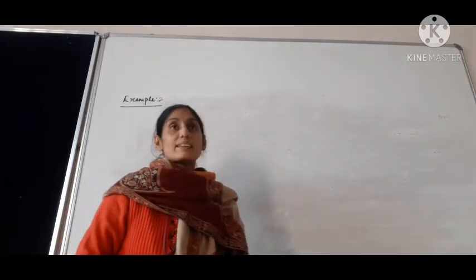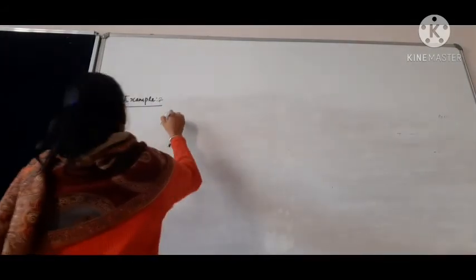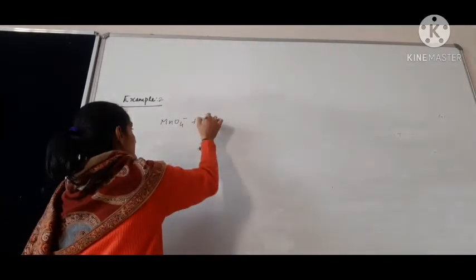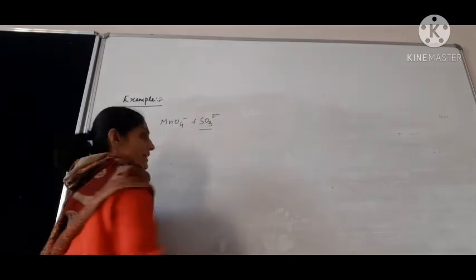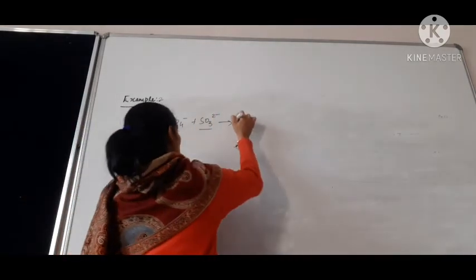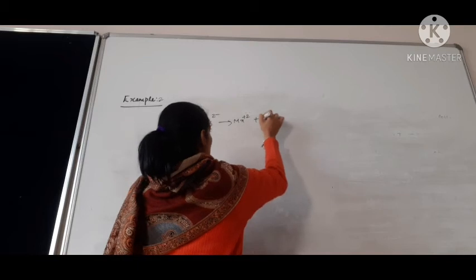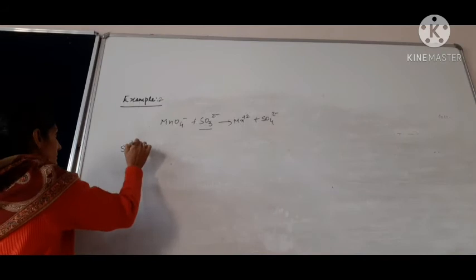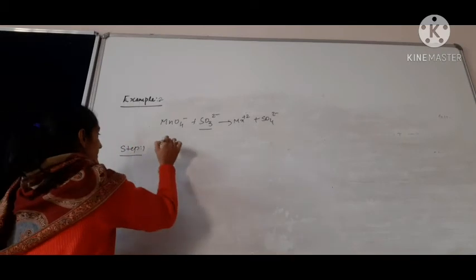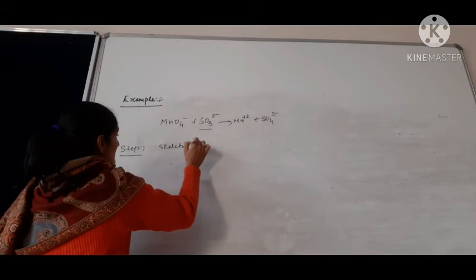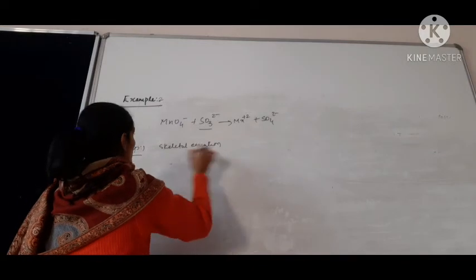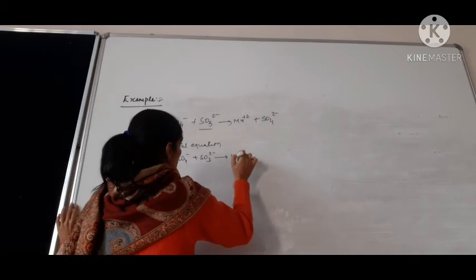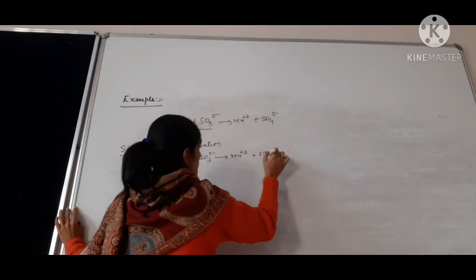Yes, now we will see the next example, with manganese ion MnO4 minus, which reacts with sulfite ion, that is SO3 2 minus. Sulfite converts to Mn plus 2 and sulfate ion, that is SO4 2 minus. So for the acidic medium, step 1 remains the same as before, writing the skeletal equation: MnO4 minus plus SO3 2 minus gives Mn plus 2 plus SO4 2 minus.